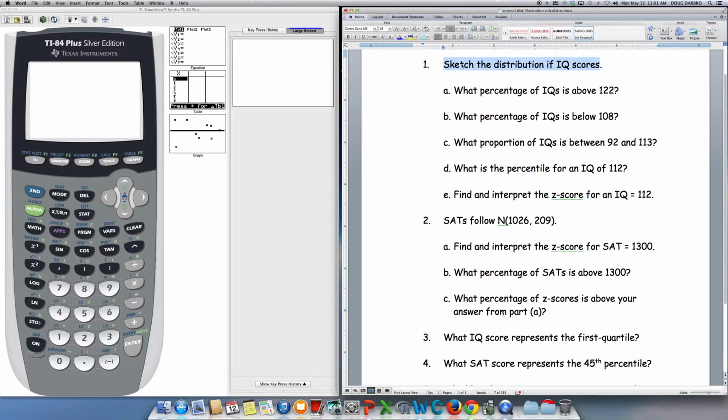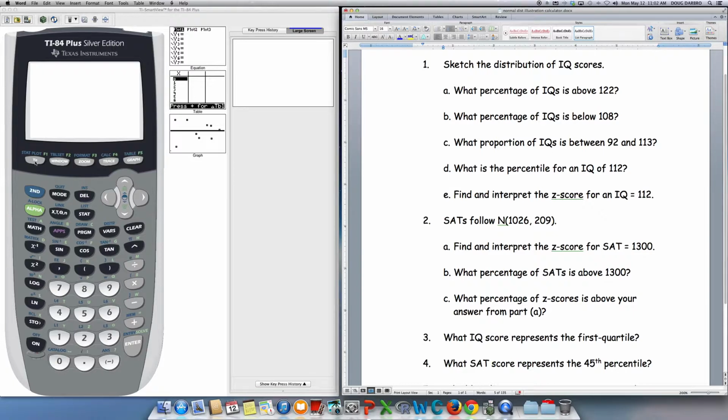So the very first thing we do is we may want to take a look at the distribution of IQ scores. That should be of IQ scores, not if IQ scores. So this actually becomes a little bit confusing to students. But sometimes they like to see a picture, so that's what I'm trying to accomplish here.